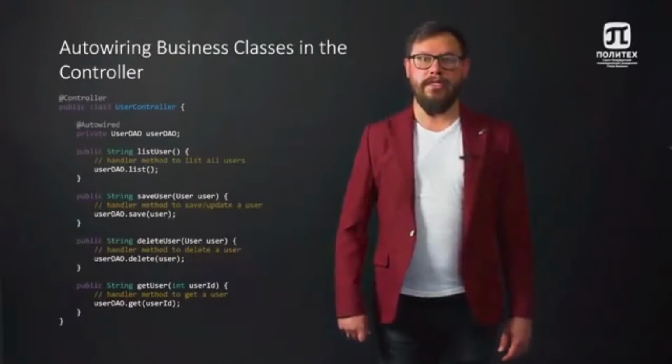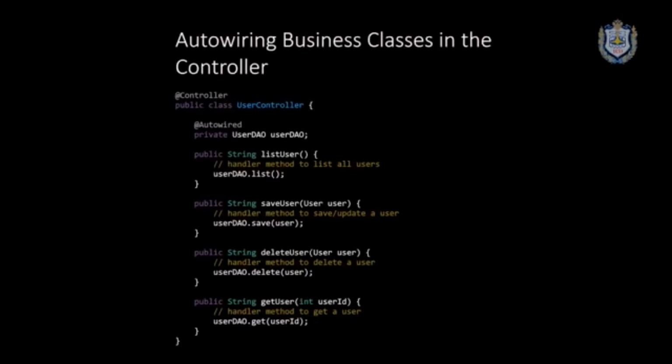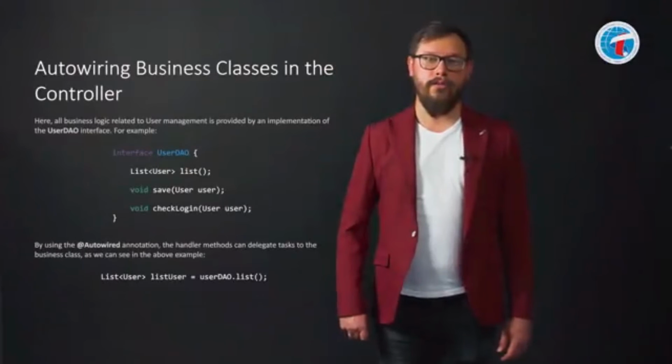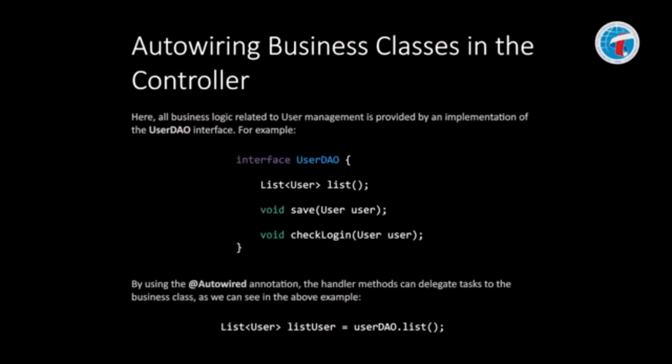A controller should delegate the processing of business logic to relevant business classes. For this purpose, you can use the @Autowired annotation to let Spring automatically inject the actual implementation of a business class into the controller. Consider the following code snippet of the controller class. Here, all business logic related to user management is provided by an implementation of the UserDAO interface. By using the @Autowired annotation, the handler methods can delegate tasks to the business class.